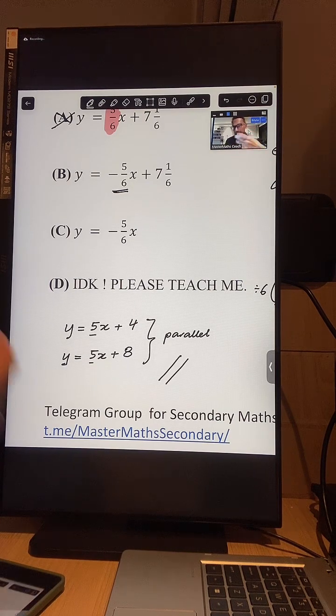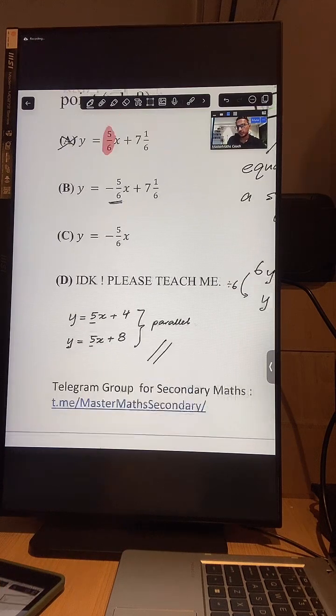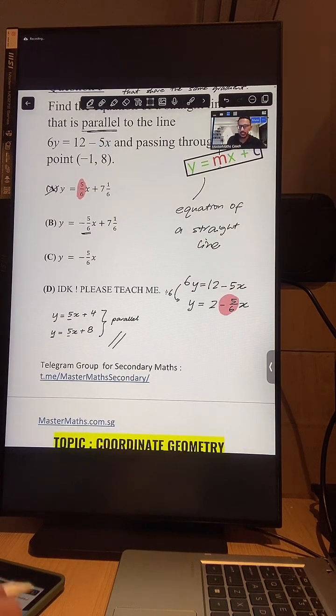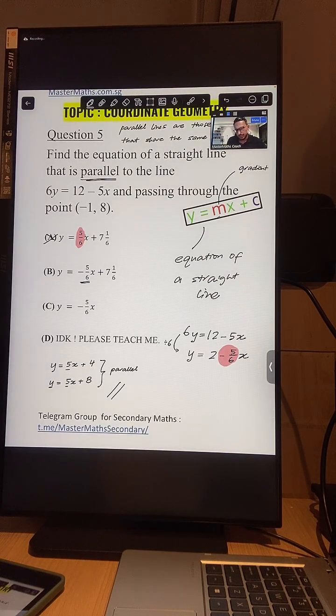So we need to do one more step. We need to figure out whether the answer is B or C, because right now it can be B, it can also be C. The gradient is the same, right? Negative 5 over 6. So what other information do they give us? They say passing through the point negative 1, 8. Look at it. So this is where we can solve.